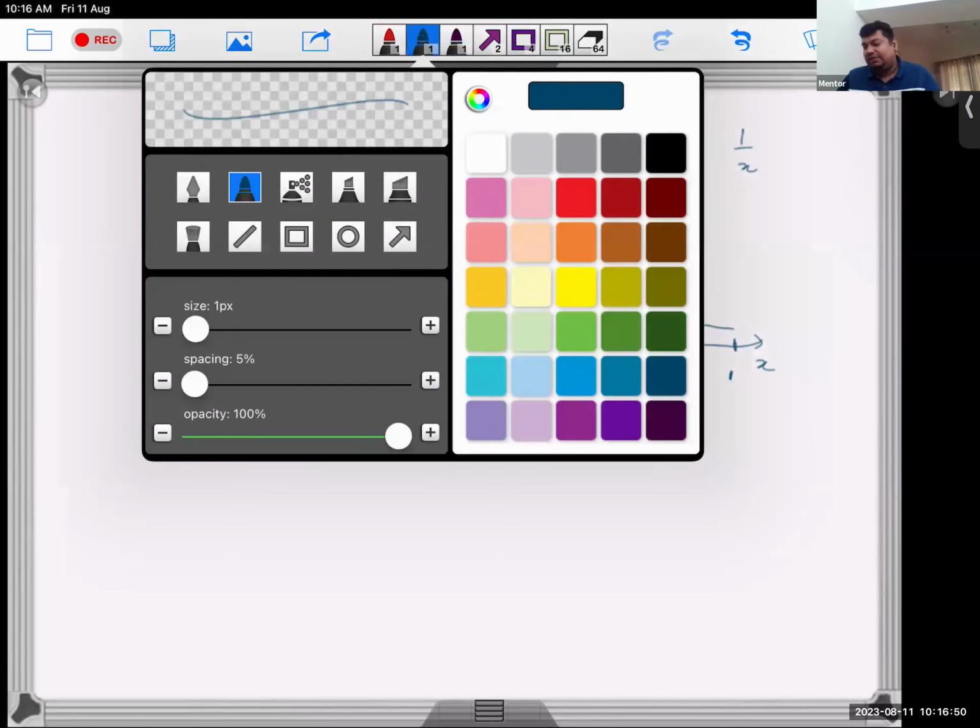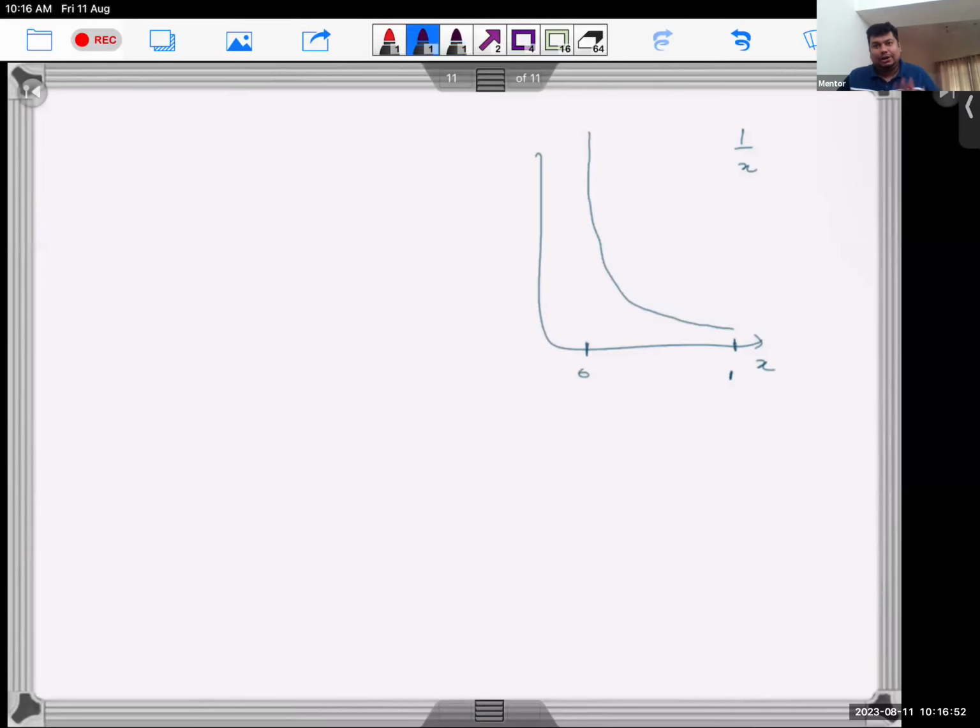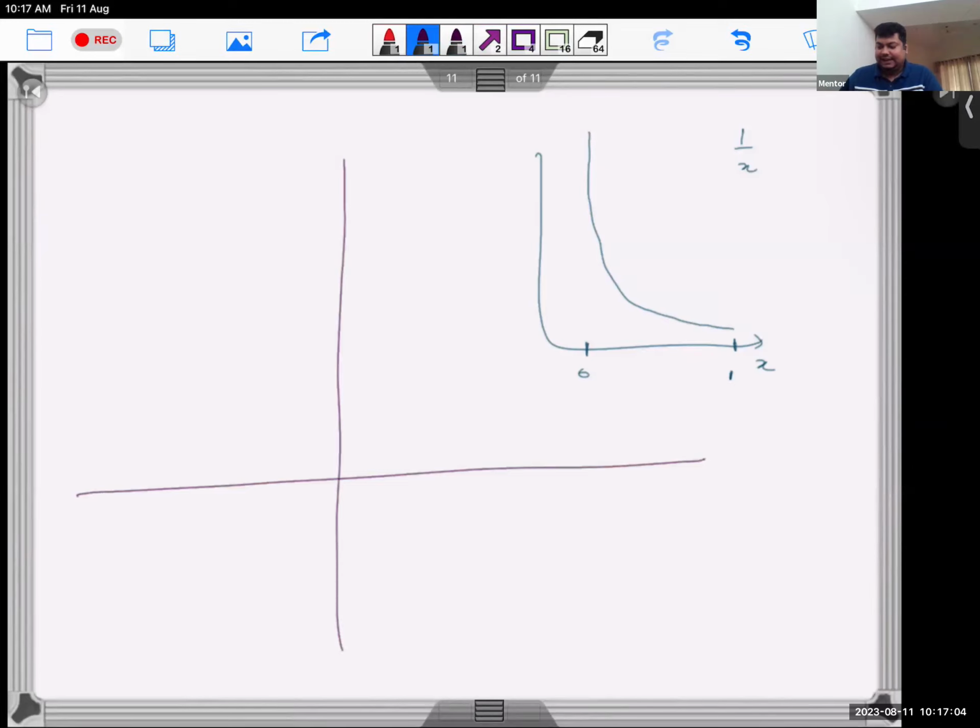So that is one reason why 1 by x is not preferred. Log is defined for positive numbers only, and the reason why I'm using log, you will see in just a bit, is that it has a very nice property. So this is, let's say, your x-axis. I want to draw log of x.